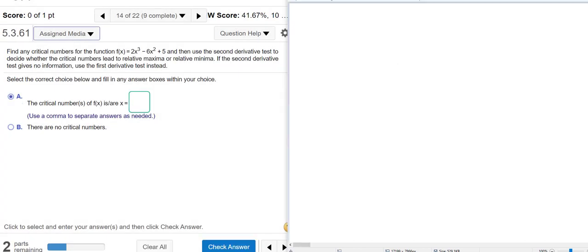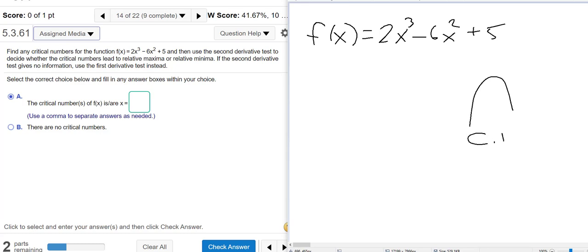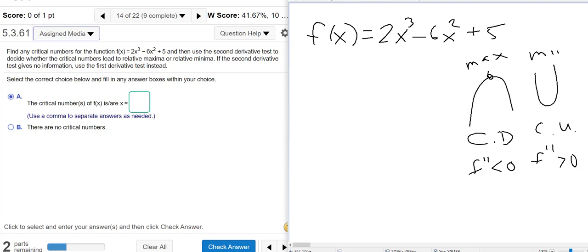Number 14, if the function is f of x equals 2x cubed minus 6x squared plus 5, use the second derivative test to decide if the critical number leads to a relative max or relative min. Remember, if it is concave down, the second derivative is less than 0, and you have a relative max. And the opposite is true if it's concave up. The second derivative is a positive number, and that critical number is going to cause a minimum.